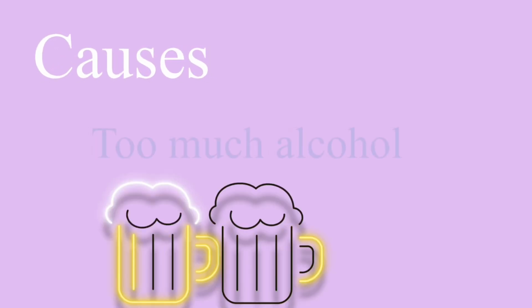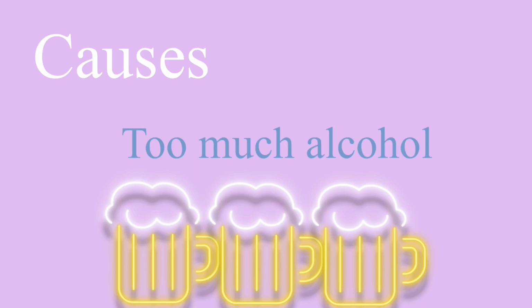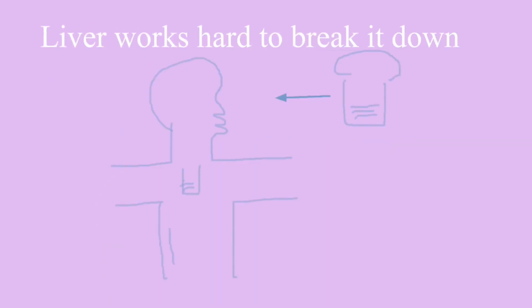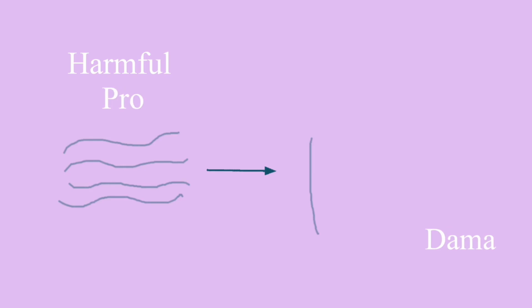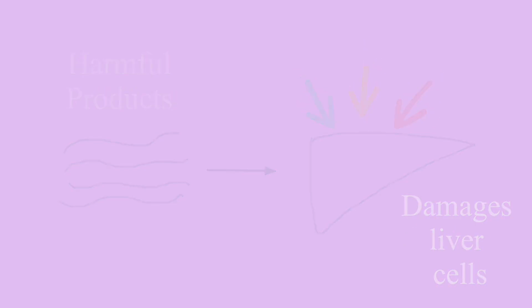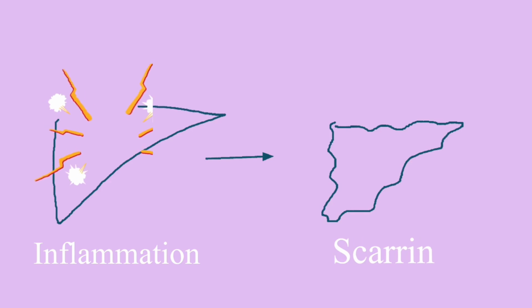Alcoholic liver disease, as we know, is caused by drinking too much alcohol over a long period of time. When we consume alcohol, our liver works hard to break it down. However, if we drink excessively, the liver can become overwhelmed. This leads to a buildup of harmful byproducts that damages the liver cells. Over time, this damage can progress to inflammation and scarring, ultimately affecting the liver's ability to function properly.